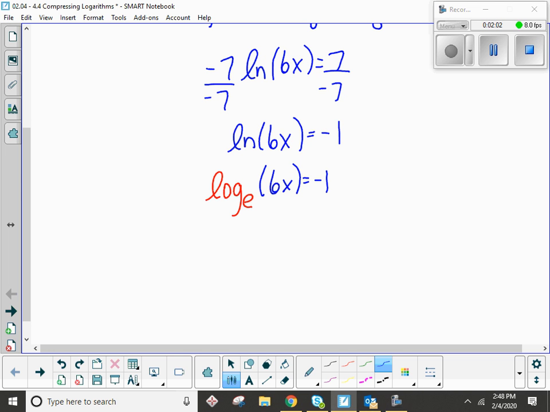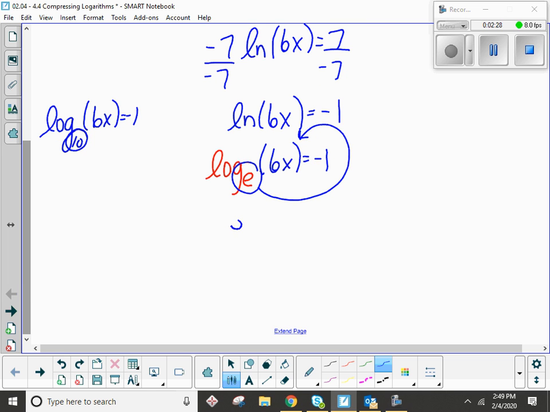If the base were to have been a 10, what you would have seen instead is the letters log instead of ln. It would have looked like this. This would have meant a 10 right there. But ln means base e. So once you remember that, you can lasso. You start with the base, you go around the opposite side and back to where you began. So it's e to the -1 equals 6x.